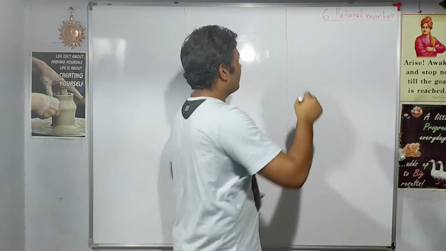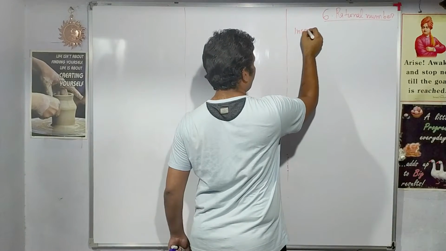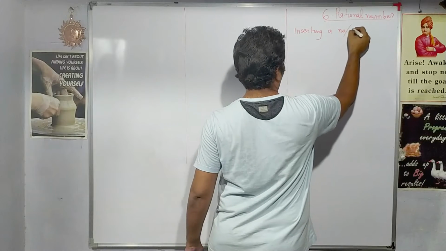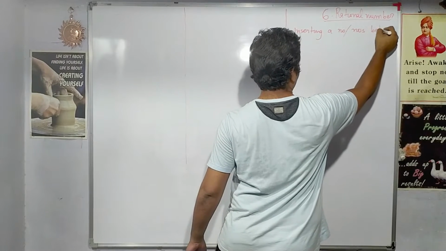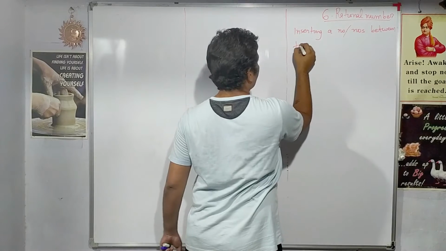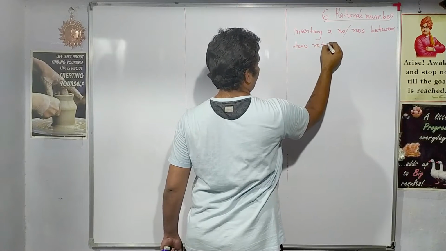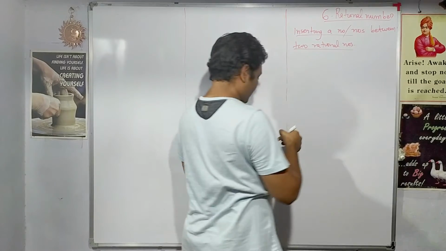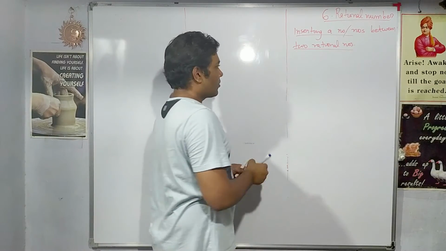So next we have inserting a number or numbers between two rational numbers. It is again a very easy topic, right? What do we mean by this? So we'll take an example.